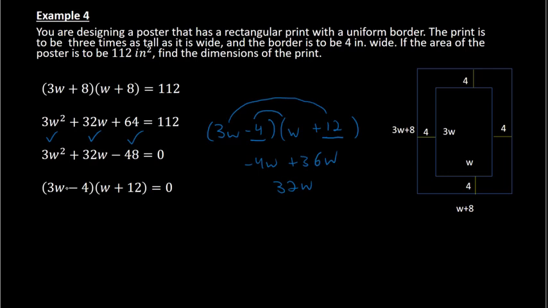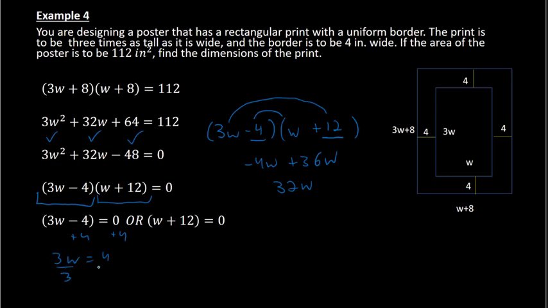And then from here, I can solve because this is one number multiplied by another number. So I can set each part equal to 0. So we have 3W minus 4 equals 0, or W plus 12 equals 0. So for the first one, we can add 4 to both sides. We have 3W equals 4, and then divide by 3, we have W equals 4 over 3. So the width is 4 over 3, or I can subtract 12, W equals negative 12.